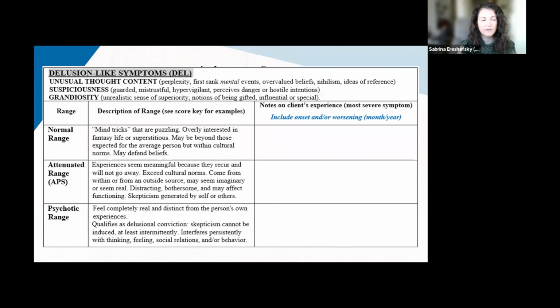So here are some of the screenshots from the mini SIPS, the rating page. So we have the delusion-like symptoms, which covers unusual thought content, suspiciousness, and grandiosity, and has these examples of what might be considered in the normal range, attenuated range, and psychotic range, knowing that these boxes don't fit each person's experience exactly. And so that's where some of that clinical judgment and this training can be helpful, and the types of questions that you need to ask to differentiate some of these different levels of severity.